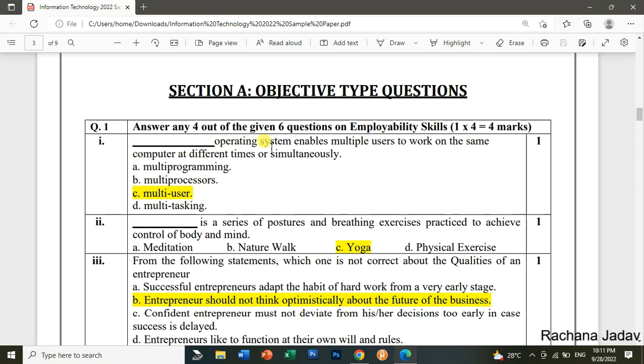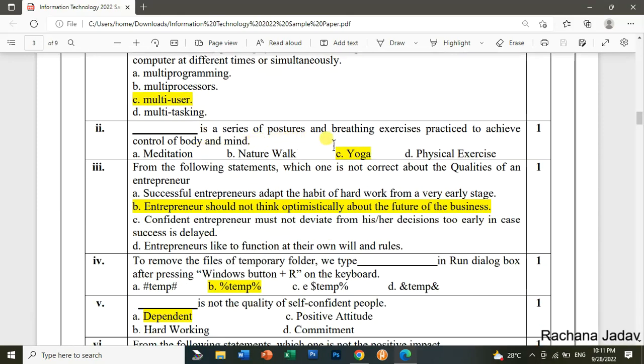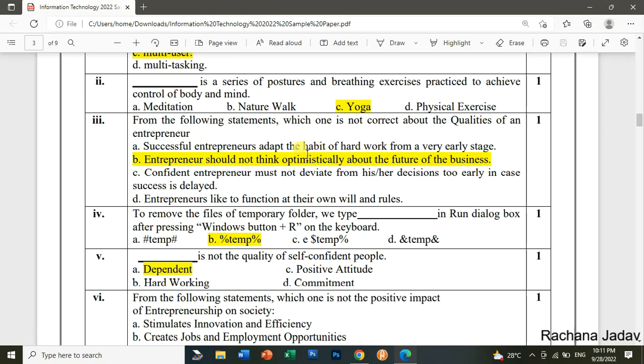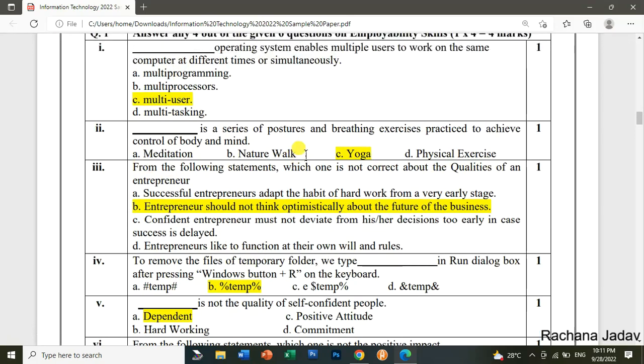The first question, Dash operating system enables multiple users to work on the same computer at different times or simultaneously. So that is multi-user. Dash is a series of postures and breathing exercise practiced to achieve control of body and mind, that is yoga. You can see this answer scheme, or you can say the marking scheme is given according to the book, यानी आपको जो study material दिया जाता है in the CBSE website.